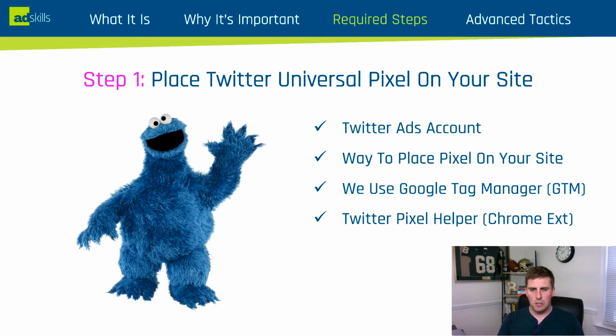So let's dive in. Your Twitter universal pixel, that's what I'll talk about right here, is your cookie monster. It's just a piece of JavaScript code that you're going to place on your site in order to be able to track everything that's going on and send information back to Twitter. So while we're going to be talking about code, you don't have to know how to do anything. It's already pre-populated for you. You just need to go put it on your website.